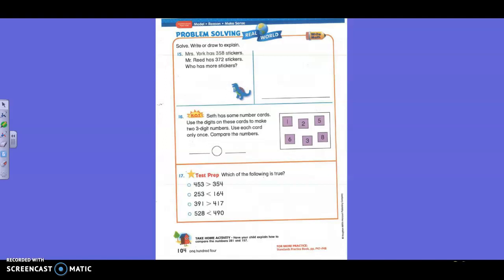Okay. Number 15 though. Seth has some number cards. Use the digits on these cards to make a 3-digit number. Use each card only once. Compare the numbers. You look at those 2 numbers and you choose which one is greater or less. They picked 8, 5, and 6 for the first number. 3, 2, and 1, so 856, 321. You guys are going to write which one is greater and which one is less.